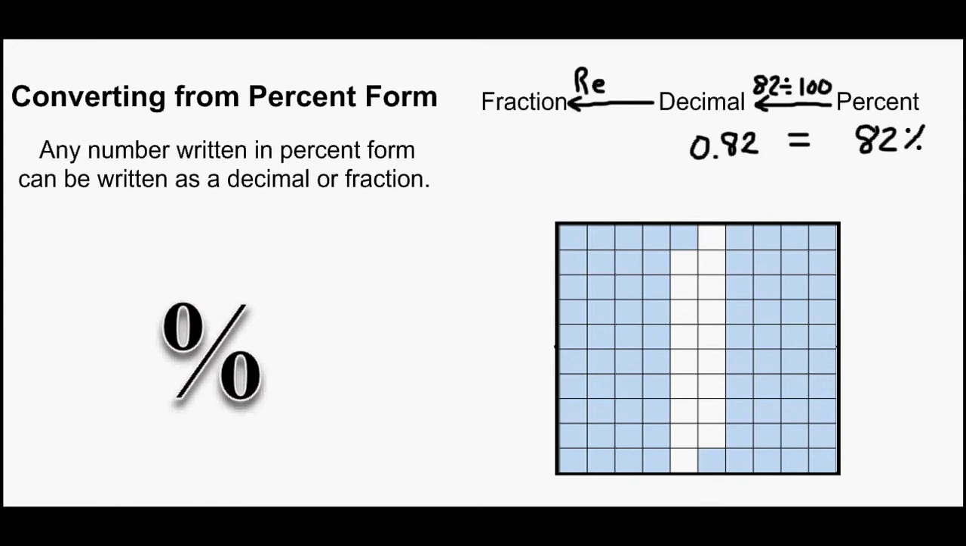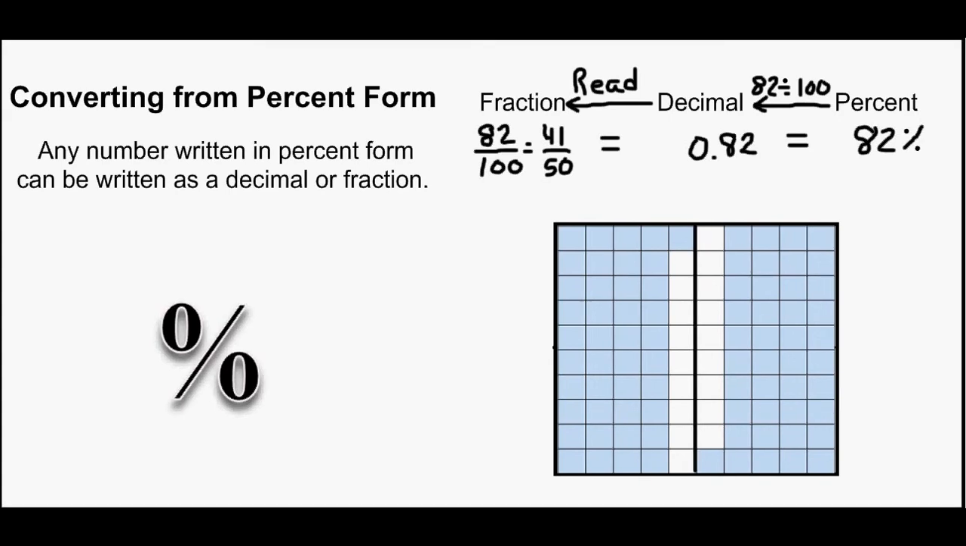How we do that is by reading. Read the decimal with its place value, 82 hundredths. Write it, 82 hundredths, and reduce. Reduce 82 100ths to 41 50ths. So 41 50ths equals 82 hundredths, which equals 82%.